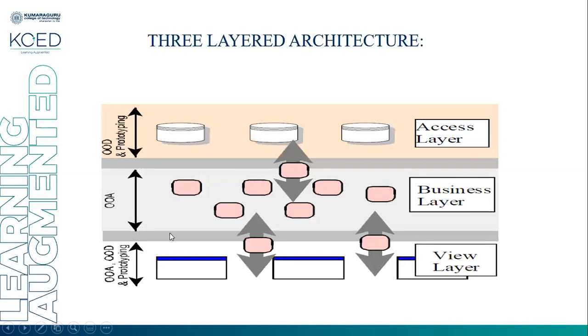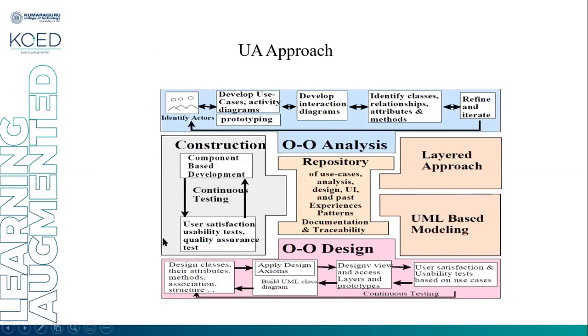In the three-layer architecture, the access layer focuses on object-oriented design and prototyping. The business layer focuses on object-oriented analysis. The view layer focuses on object analysis, design, and prototyping. This is the diagram that represents the unified approach.